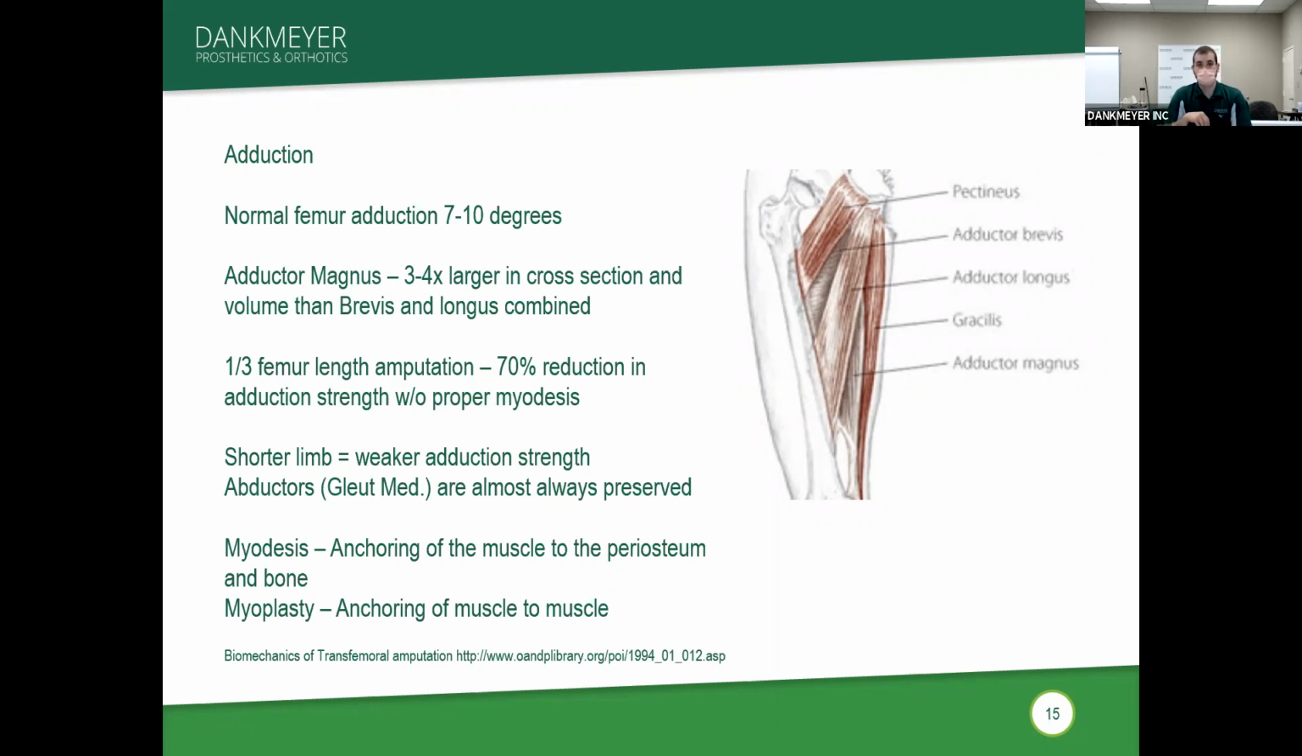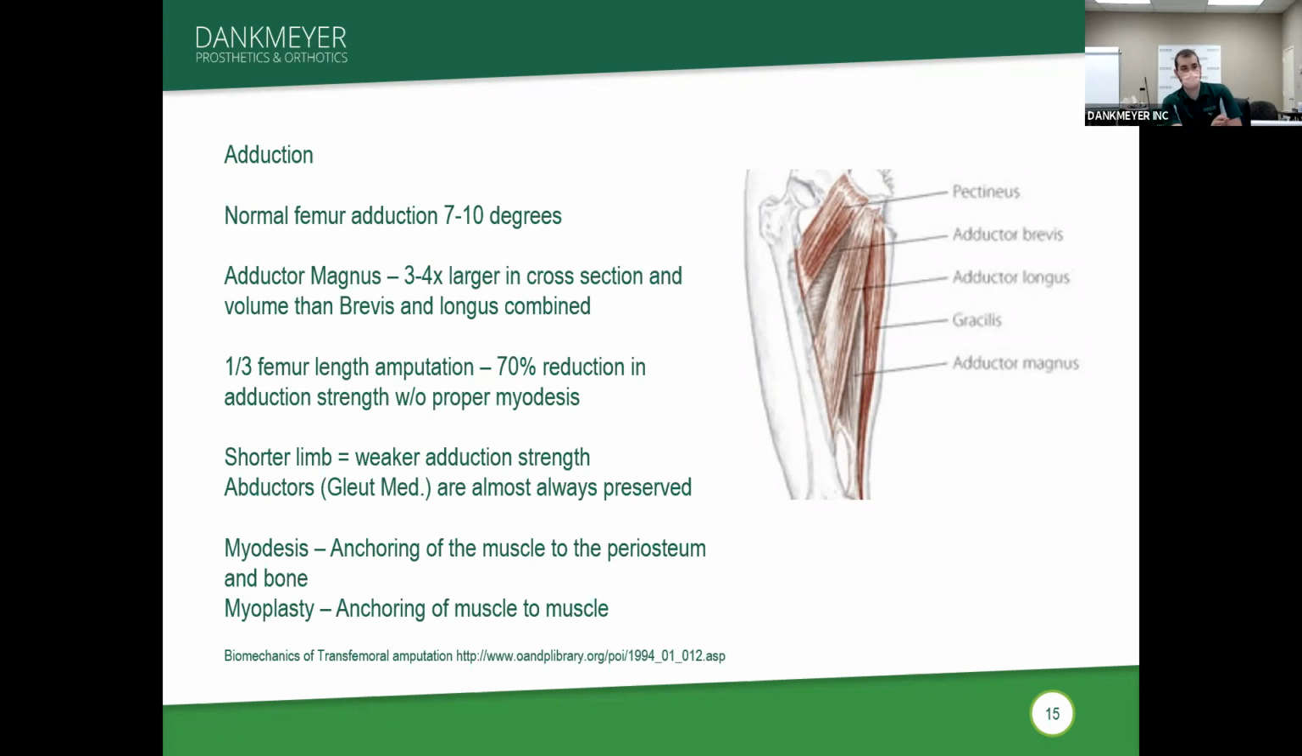You're also changing the adductor insertion point. So you're changing the lever arm and the strength, right? You're shortening the muscles. And in some cases, as you move more proximally, more and more of that musculature is amputated. So amputating 1/3 of the femur length has a 70% reduction in adduction strength without a proper myodesis.